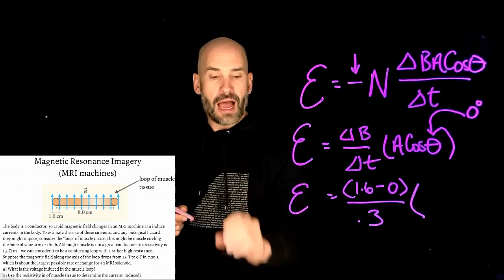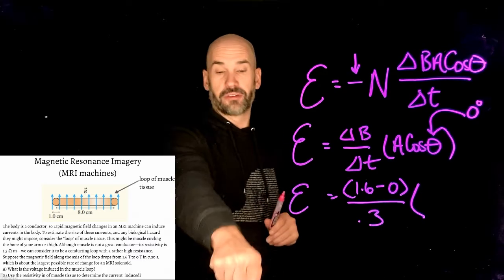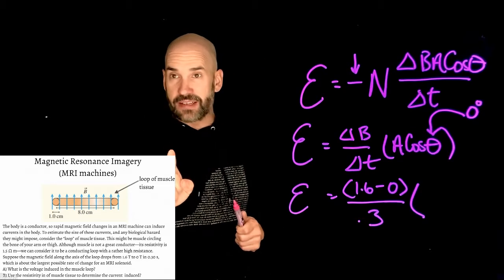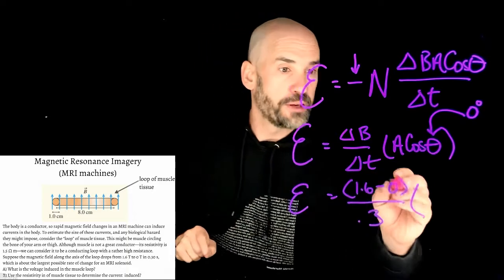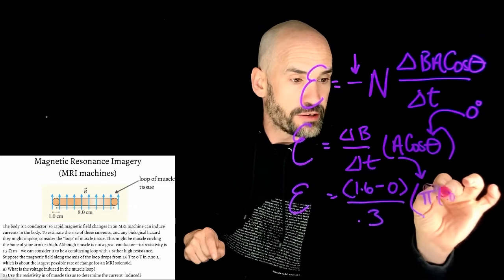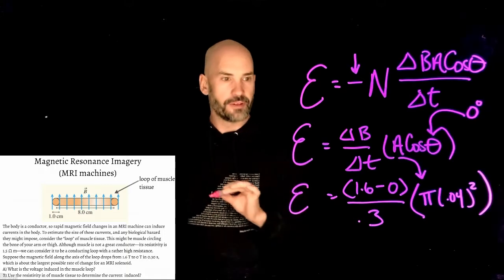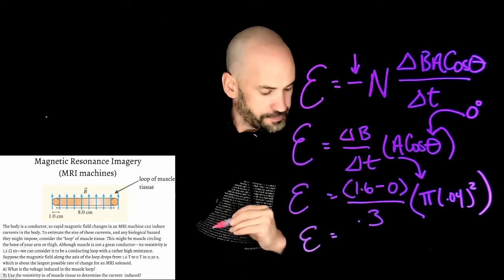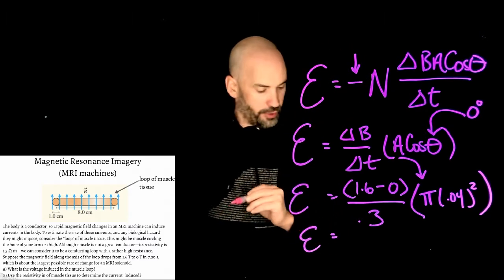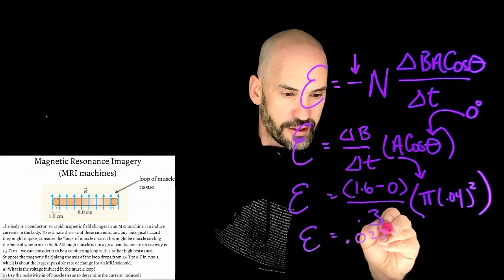Now, this problem does go ahead and give us the diameter of these muscle loops. It says the diameter of a muscle loop is about 8 centimeters, which means the radius is 4 centimeters, or 0.04 meters. So this area then becomes pi times 0.04 squared. Perfect. Okay, and if I put that in my calculator, what do I get? Well, I get a value of 0.027 volts.